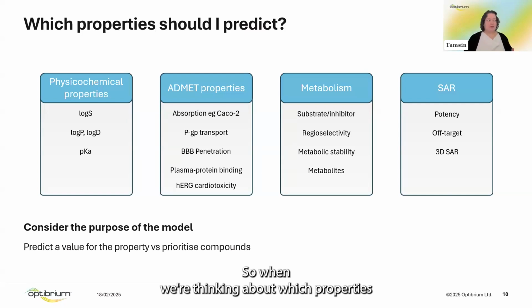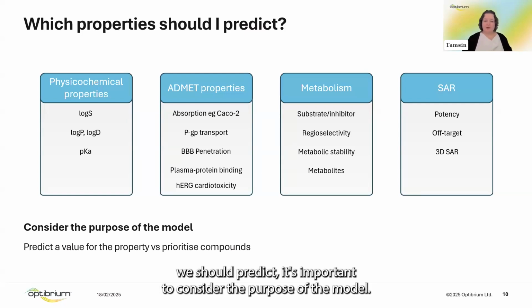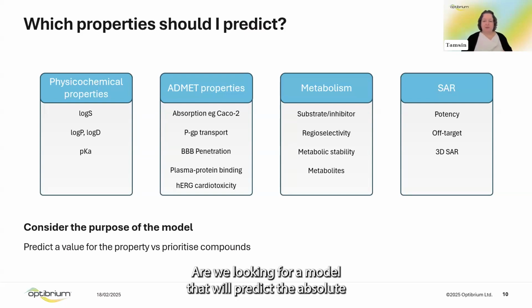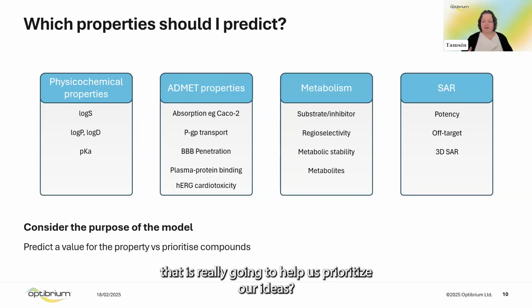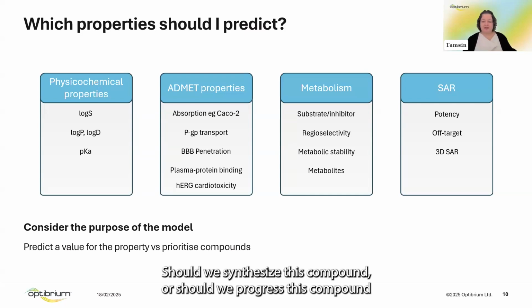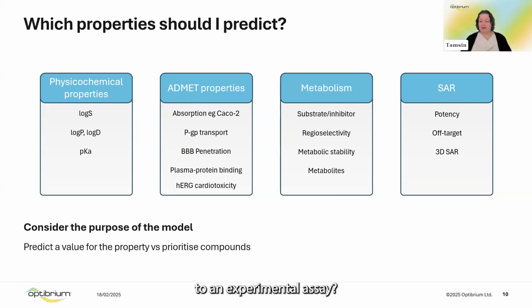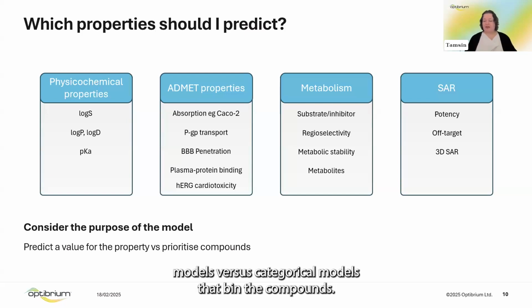So when we're thinking about which properties we should predict, it's important to consider the purpose of the model. Are we looking for a model that will predict the absolute value of this compound? Or are we looking for a model that is really going to help us prioritize our ideas? Should we synthesize this compound? Or should we progress this compound to an experimental assay? And so you can think about continuous models versus categorical models that bin the compounds.